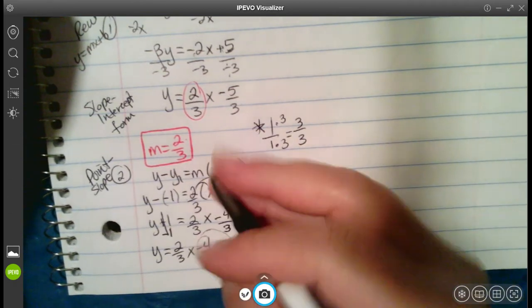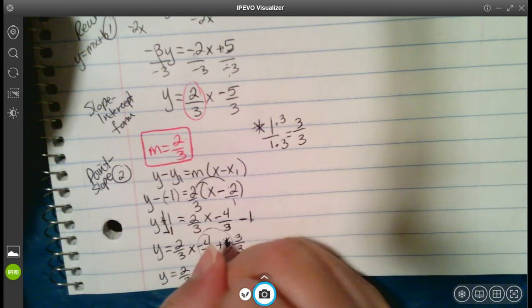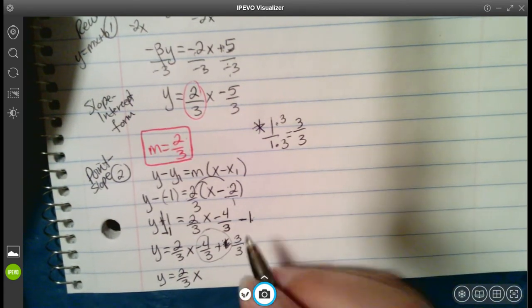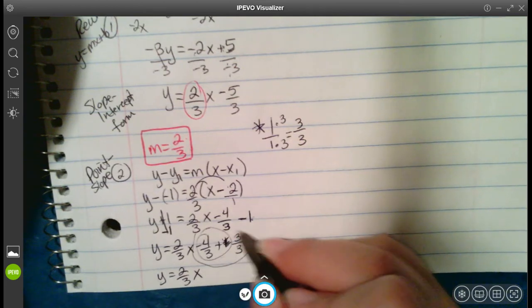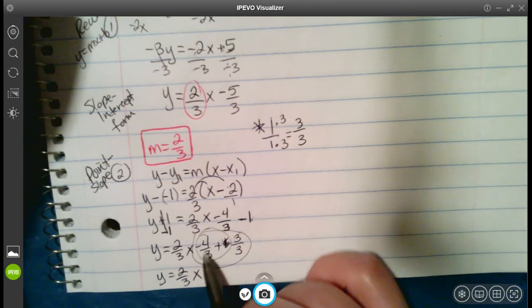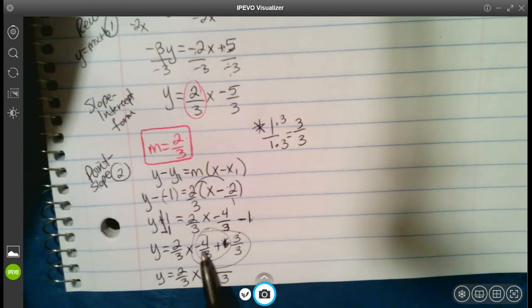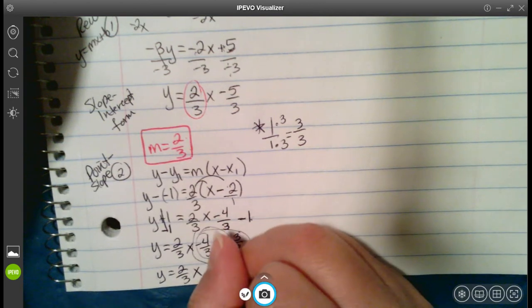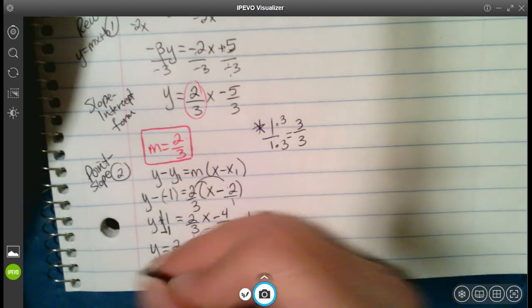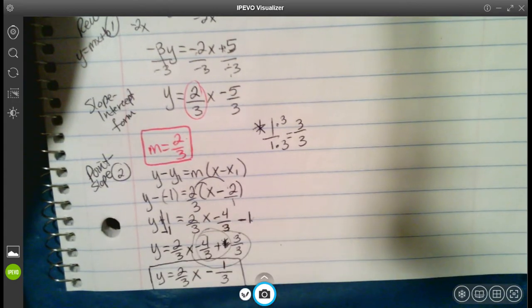Okay, so in the end, we have y equals 2/3 x, and I'm almost out of room here. And I'm looking at the fractions here. So for these fractions, we have a denominator of 3, and then we have the top, -4 plus 3 is -1. So I'm going to put that minus right there. And this would be our answer for this one.